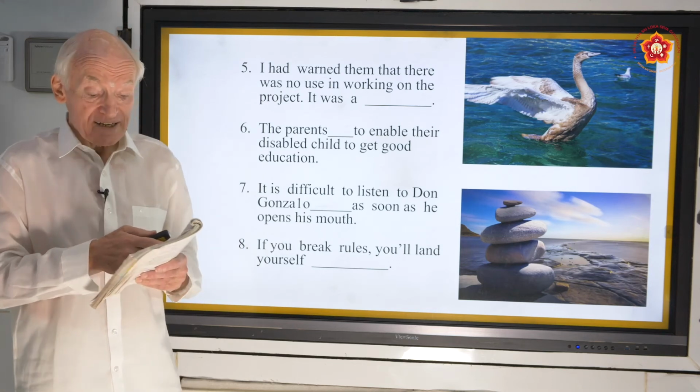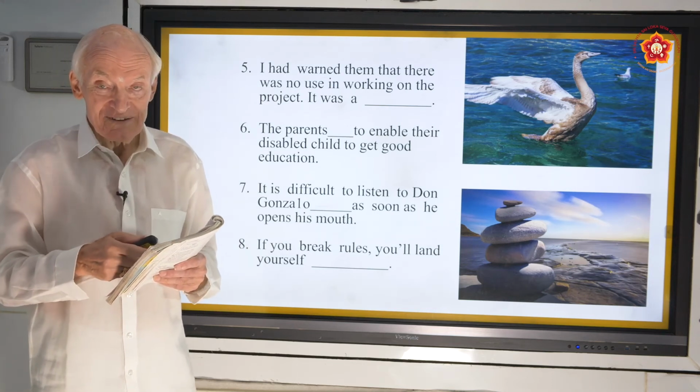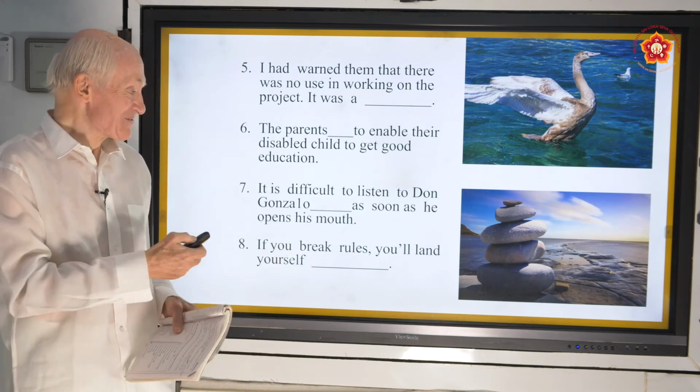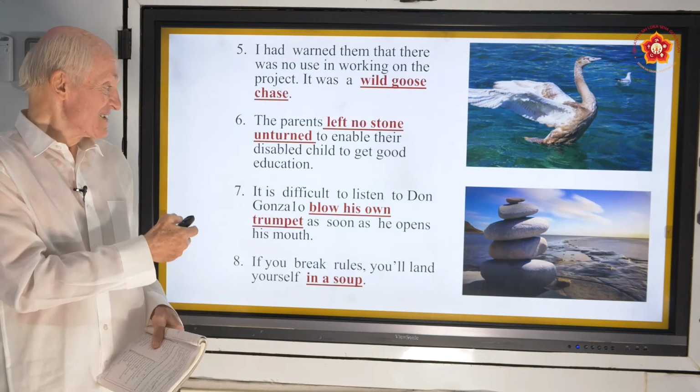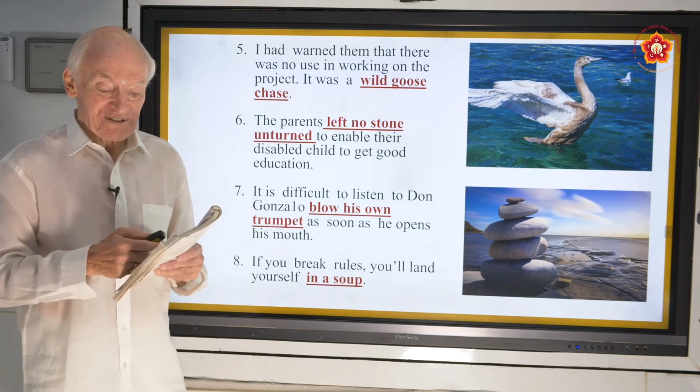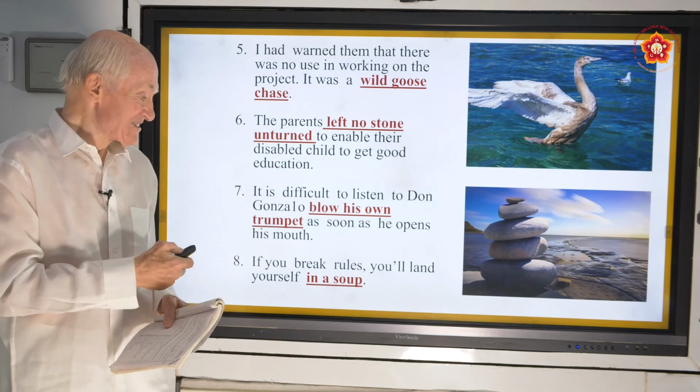And number 8, if you break the school rules, you land yourself where? In hot soup. Not nice. You land yourself in a poor position. Let's see. Don Gonzalo, he blows his own horn. You break the school rules, you land yourself in the soup.